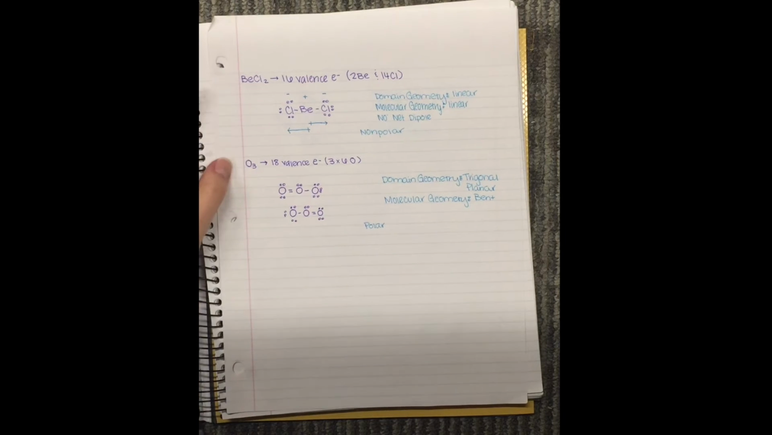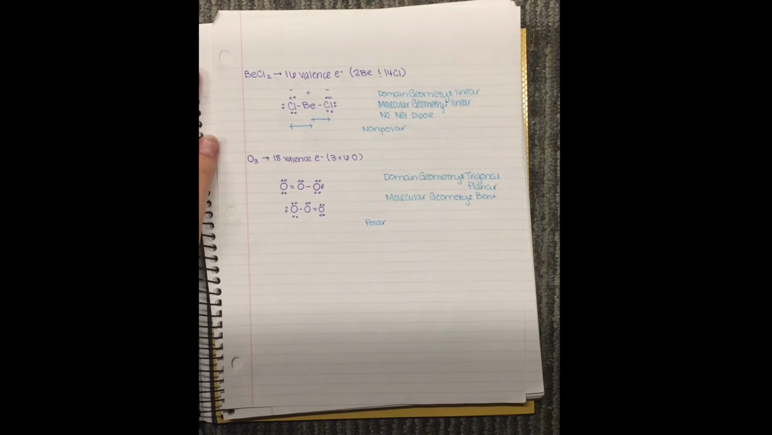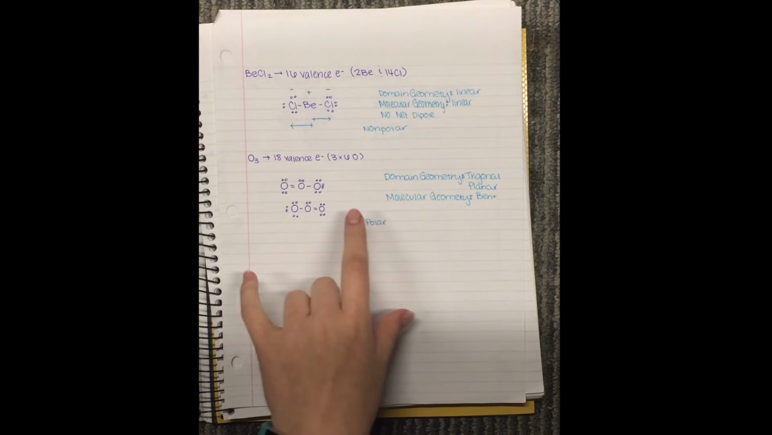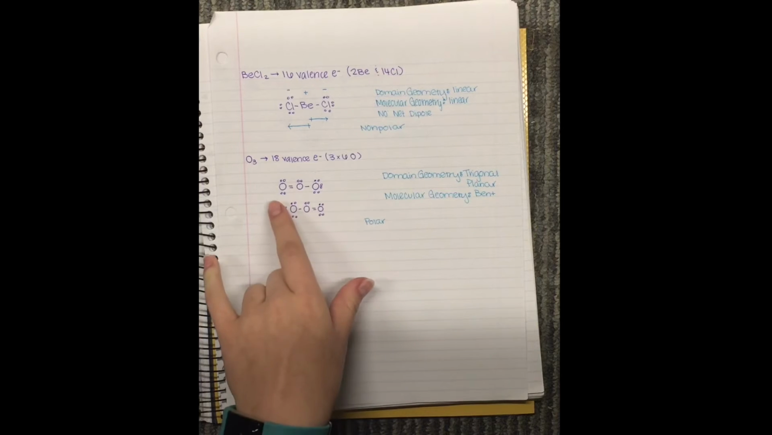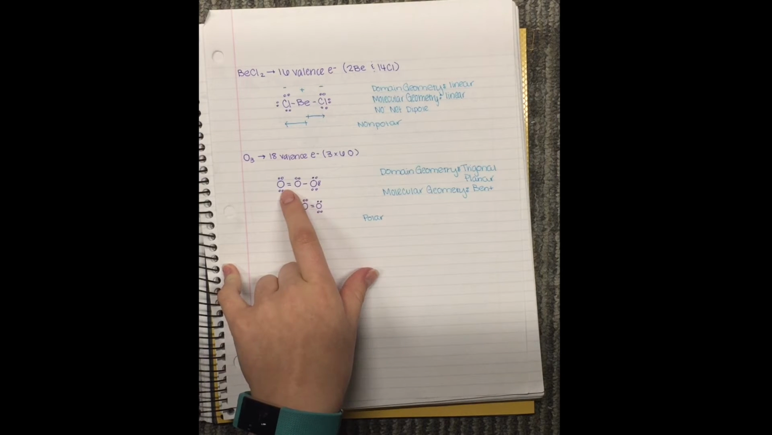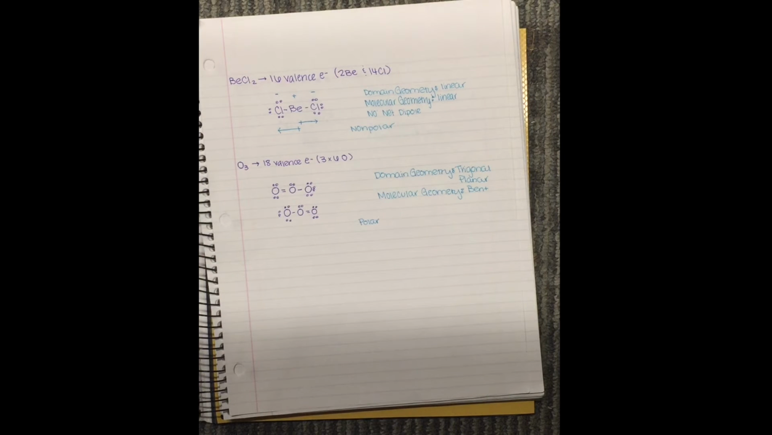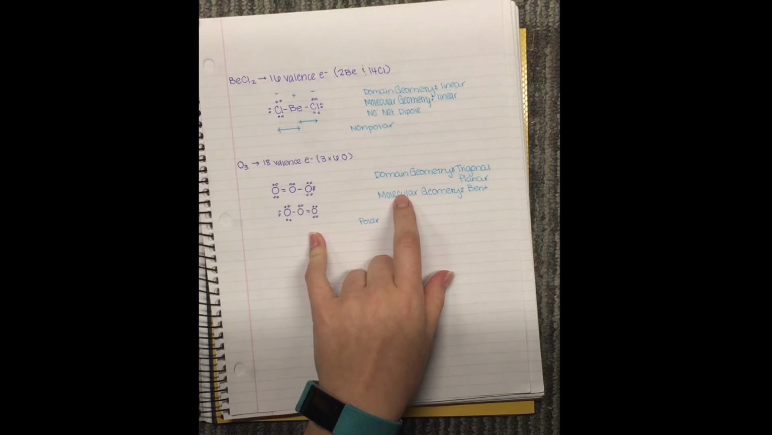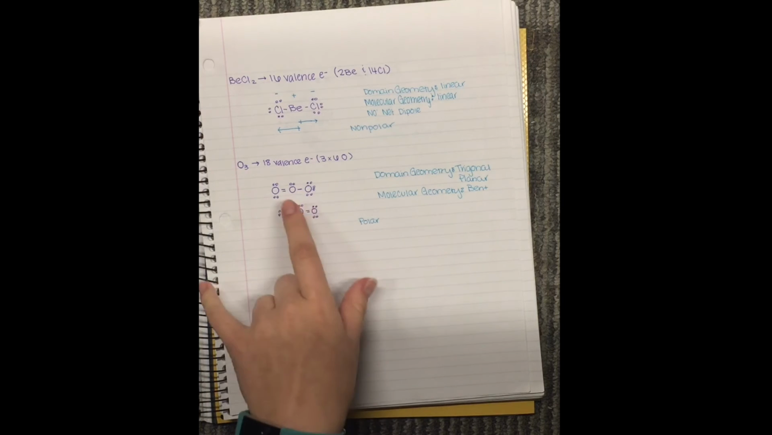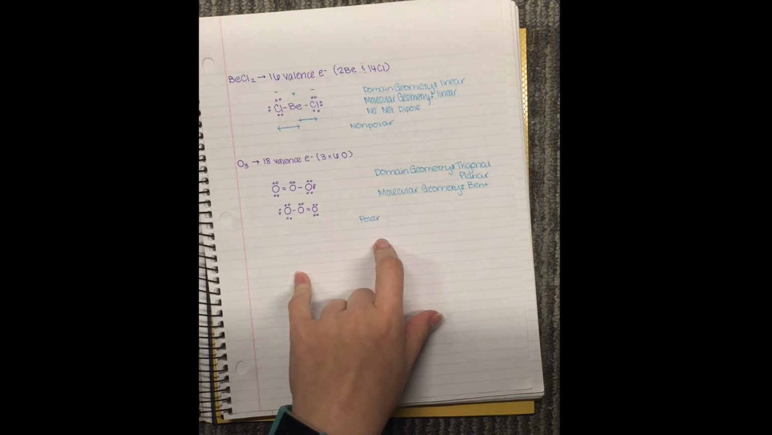Last but not least, we go to the O3 molecule, which has 18 valence electrons, all from the oxygen atoms. This molecule has resonance, so either one of these structures is correct because they both have 18 electrons. Either you have a double bond to this atom or a double bond to this atom. Either way, it's correct. The domain geometry is trigonal planar, but the molecular geometry is bent because of the lone pair here and here, which leaves this molecule polar.